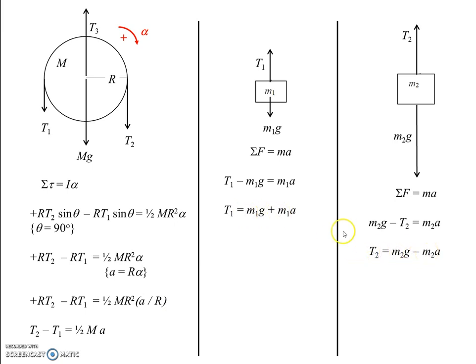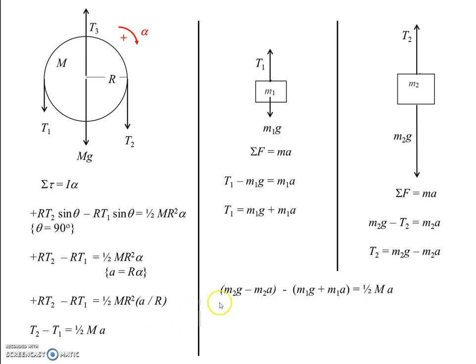And now it's just algebra. So you can take this whole expression for T1, plug it right in here for T1. Take this whole expression for T2, plug it right in here for T2, mix and match, and you're going to solve for A. So pause the video, do all that algebra, and come back to the video to see how you did.